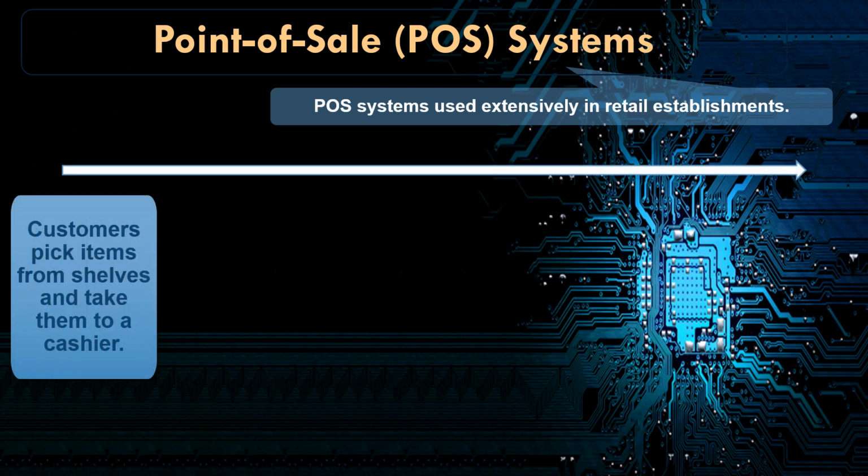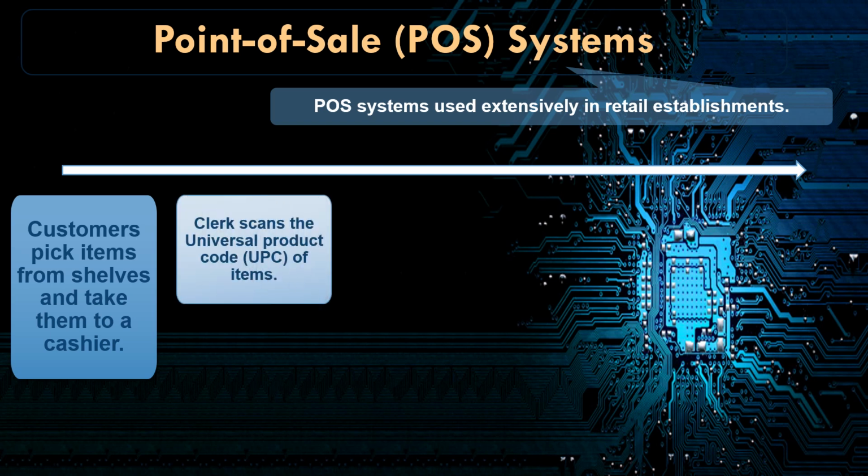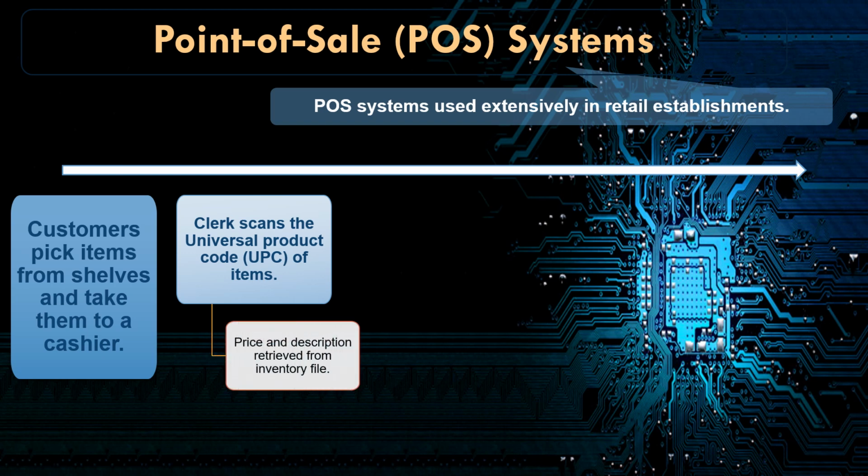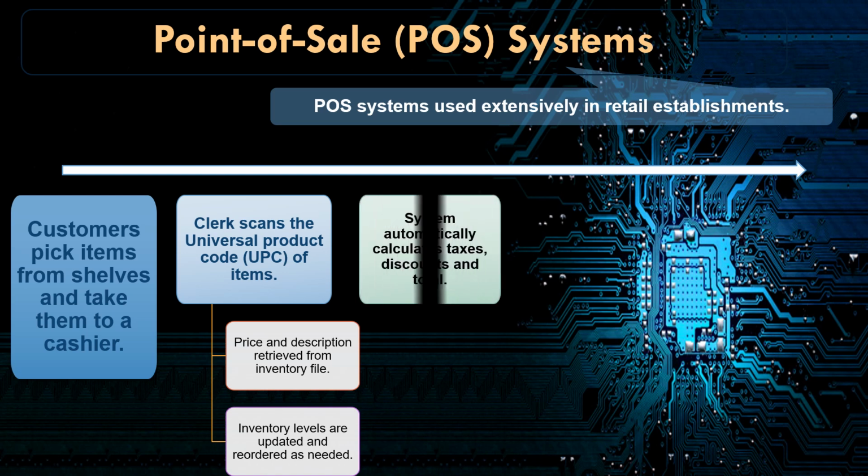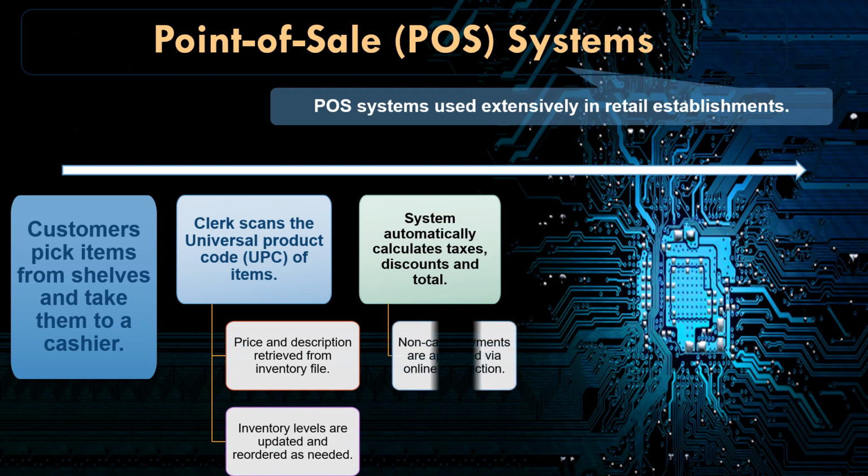And this system will start when the customer brings the stuff from the shop to the cashier table, and then the cashier will scan the universal product code of the items selected by the customer, and then the price and description are retrieved from the inventory file, and the inventory levels are updated and reordered as needed if the items reach the breaking point. And then after that, the system automatically calculates the tax, discount, and total.